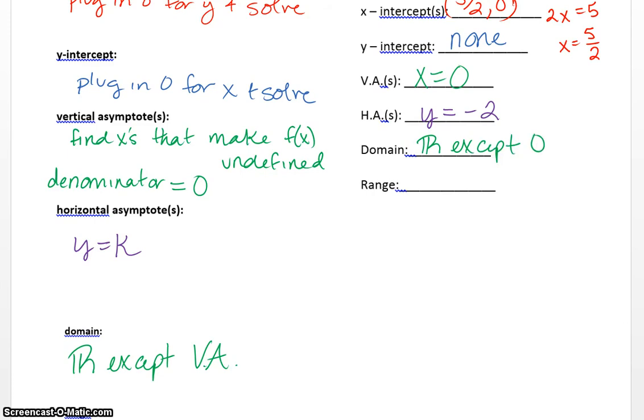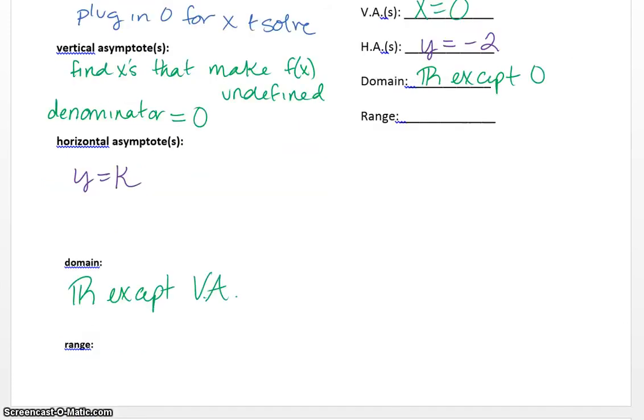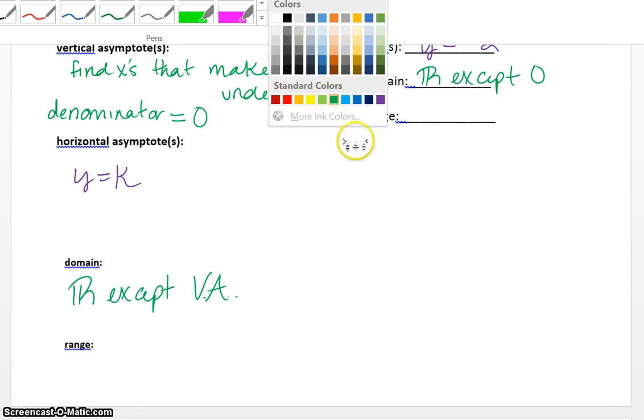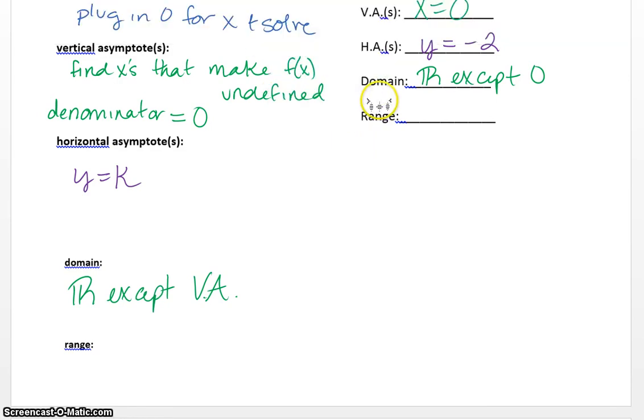And for these, the range is also going to be very simple. We don't actually have to look at the graph of these because they're always the same. Here we're going to have all reals except the horizontal asymptote. So this will be all reals except -2. Okay, so that should be 2 examples for you and some notes.